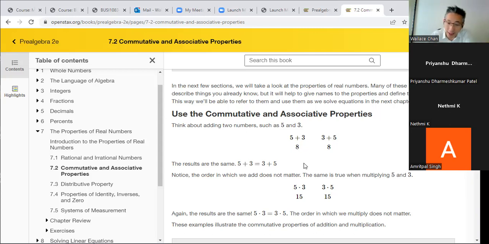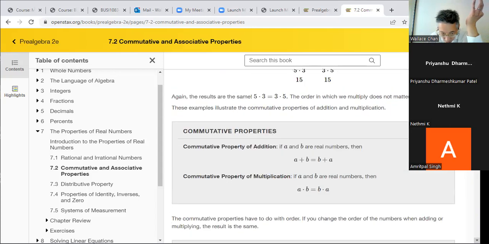Now, it's not always like this. For example, if I have 5 minus 3, then the order makes a difference. Because 5 minus 3 is 2, and 3 minus 5 is -2. So the commutative property applies to addition and multiplication. We call that the commutative property of addition and the commutative property of multiplication.